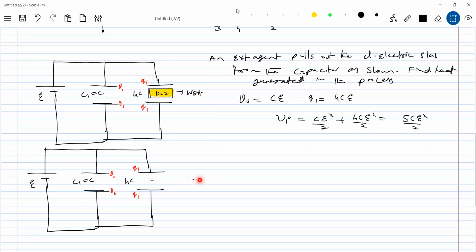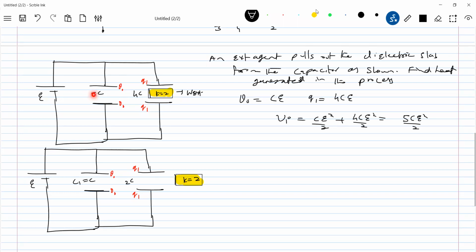So when this slab comes outside, what will happen to the capacitance of that? Shall I write 2C now? No longer will it be C, no? It should be 2C. Why? Because when you insert a slab, the capacitance will increase K times. When you take out a slab, the capacitance will decrease by K times. So here K equals 2, no? So I'll write 2C.